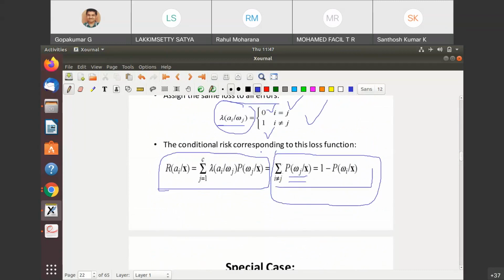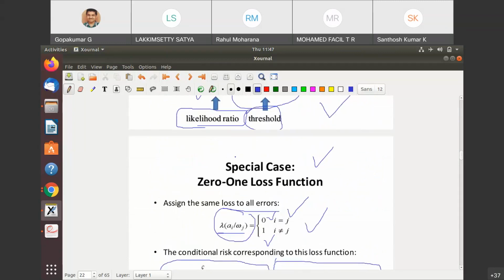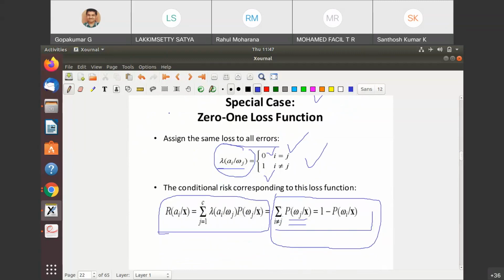So this is a typical 0-1 loss function, but we can define other loss functions too. You can bring in more actions and more classes. All of these work easily; we can extend the techniques and principles to general cases also.